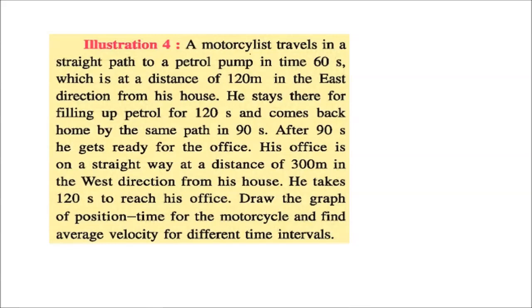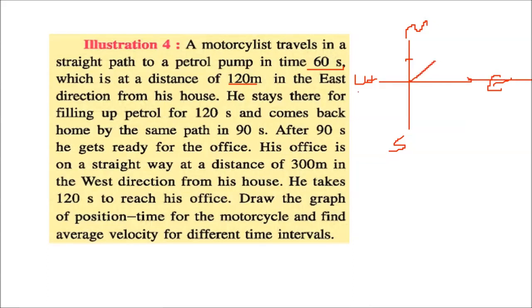A motorcyclist travels in a straight path to a petrol pump in 60 seconds, which is at a distance of 120 meters in the east direction from his house. See this one, this is north, south, east, west. So the motorcycle travels a straight path to a petrol pump in 60 seconds. The distance is 120, and for 60 seconds it has traveled. So it has traveled like this.